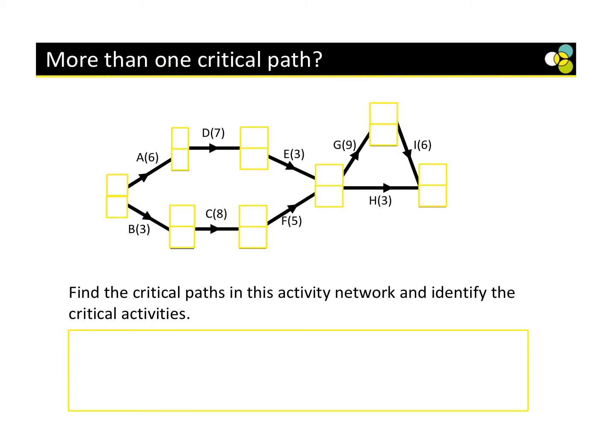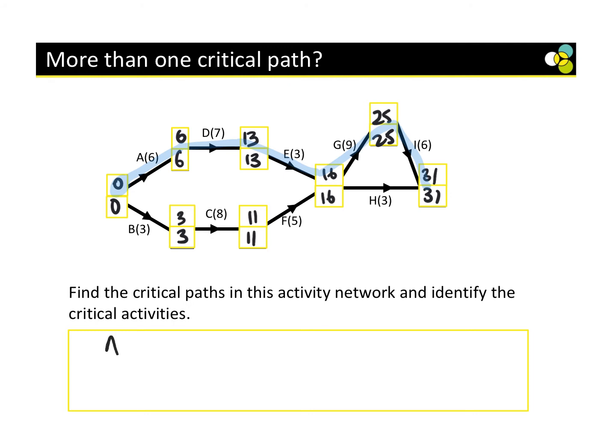Okay, so what we notice about this question, nice and easy. It's actually all of the early times are in fact also the late times, okay? So what we're going to do is, this means that all of the activities are critical and we have 2 critical paths. So we can go from 0, A, D, E, G, I.